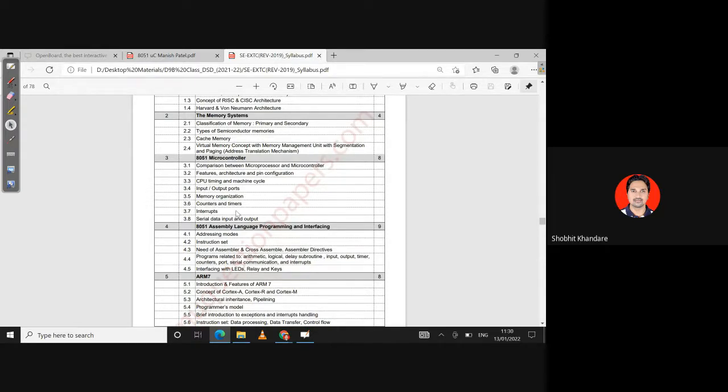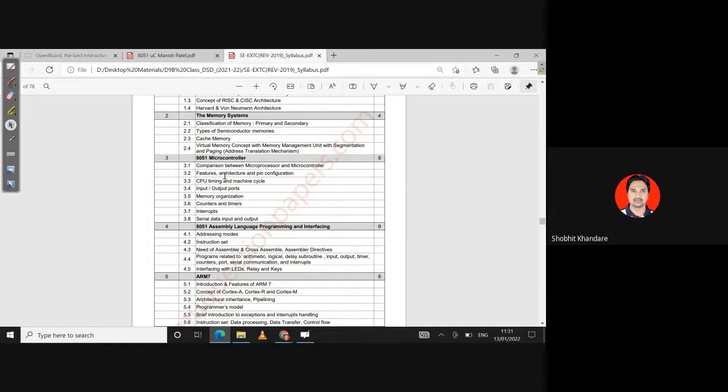The third module is dedicated for 8051 microcontroller, and fourth module is dedicated for 8051 assembly language programming and interfacing. तो थर्ड मॉड्यूल में हम देखेंगे 8051 के क्या क्या सेक्शंस होते हैं, 8051 में क्या क्या चीजें होती है. बाद में फोर्थ में हम देखेंगे प्रोग्राम कैसे लिखा जाता है टू एग्जीक्यूट द गिवन प्रॉब्लम. If the aim is given and if you want to solve that aim, the problem, then how the program has to be written, what are the different syntax, what are the different commands, and how do you interface 8051 with the other peripheral devices.